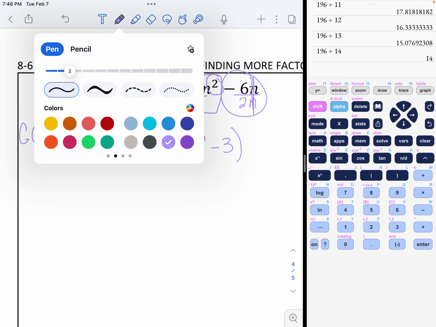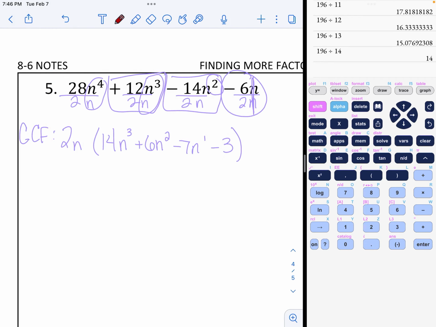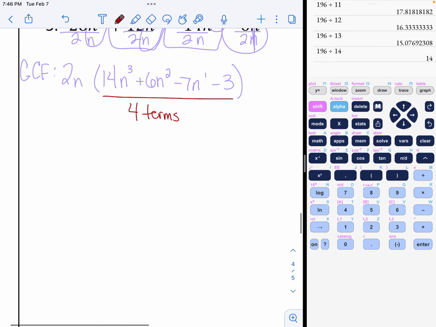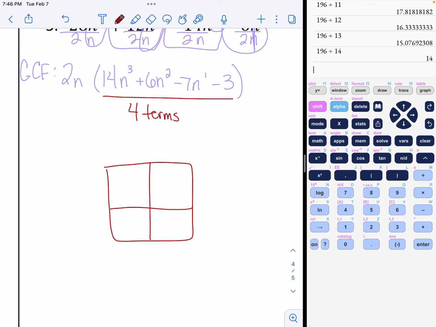I need you to recognize this one as a special case. This is 4 terms. 4 terms must go into the box straight away. You do not do the magic factor step. So 14n^3 and negative 3, beginning and end. And then the 6n squared and the negative 7n can go either one of those spots.